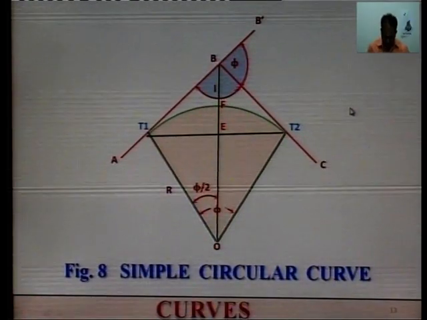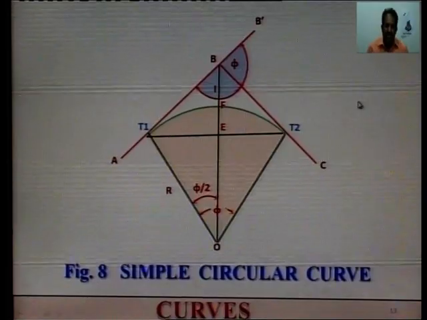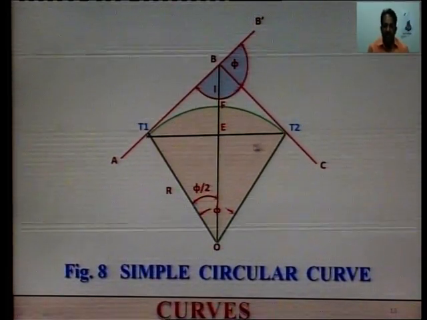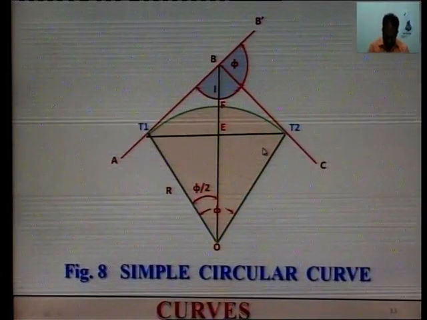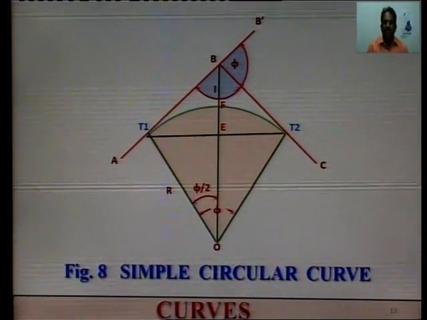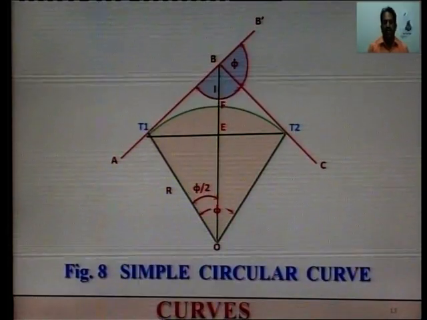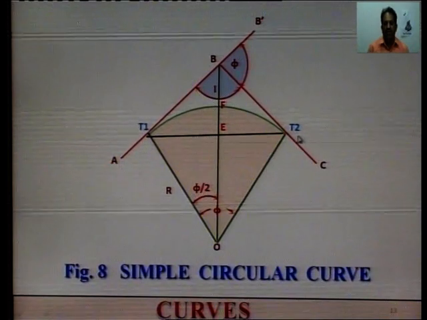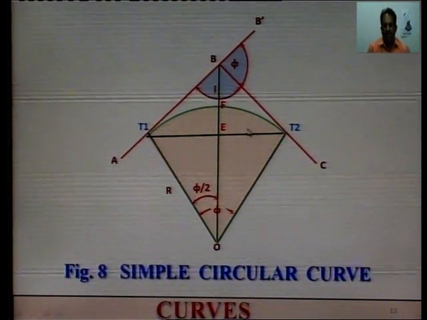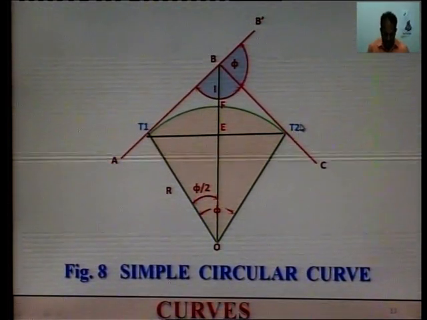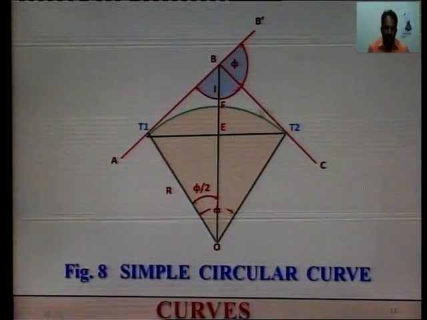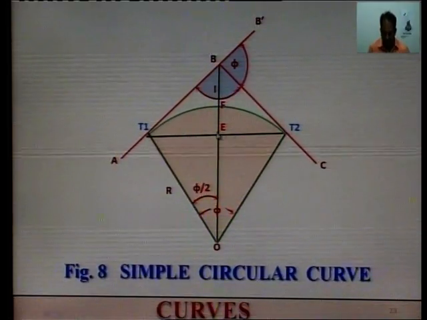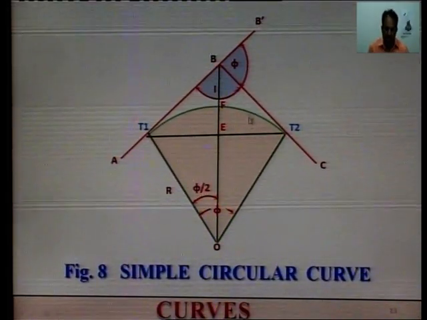The line joining the two tangent points, that is the line which joins point T1 to T2, is called the long chord. The distance between tangent points T1 and T2 is called the long chord. This black line on your screen shows the long chord. The arc T1 F T2, the curved path, is called the length of curve.